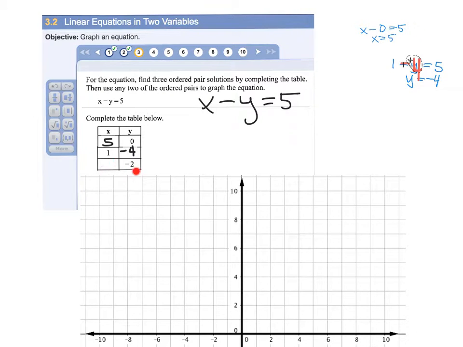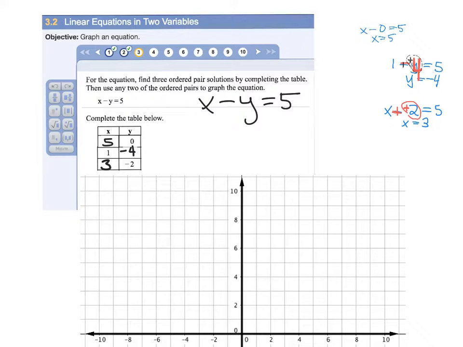And then finally, we're going to do this again, only now y is -2. So that becomes x minus -2 equals 5. And the way we're going to think of that, whenever you're subtracting a negative, I want you to think of that as: the first number stays the same, the minus sign turns to a plus, the second number turns to the opposite. So negative 2 becomes positive 2. So that means x has to equal 3 in order for that to work. So that last one, x has to equal 3.